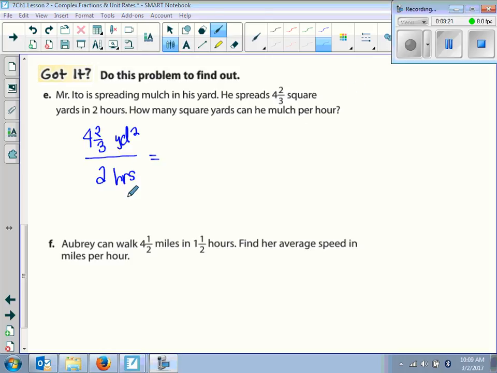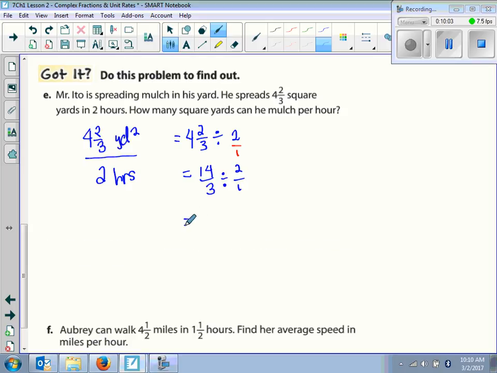So now we're going to write this as a division problem. So this is going to be 4 2/3 divided by what? 2 over 1, right? We can put that over 1 like that. Okay? So now, before we do this calculation, we have to change to improper fractions. So that's going to be 14/3 divided by 2 over 1.